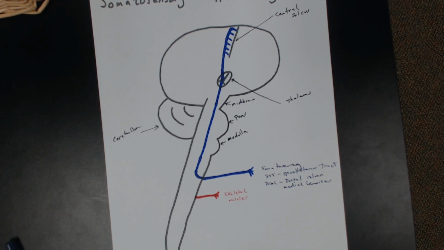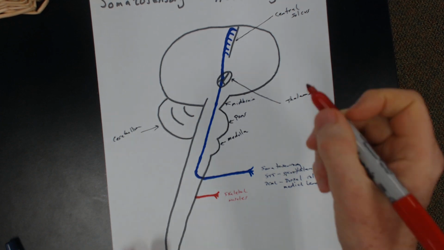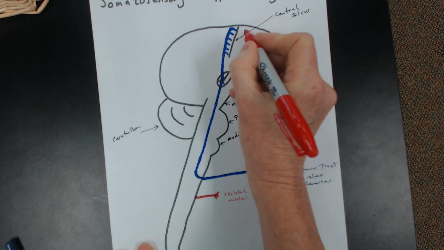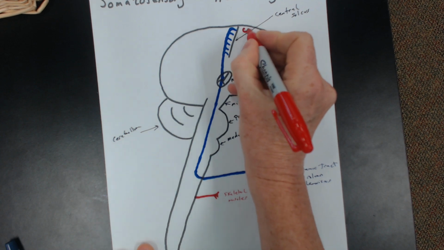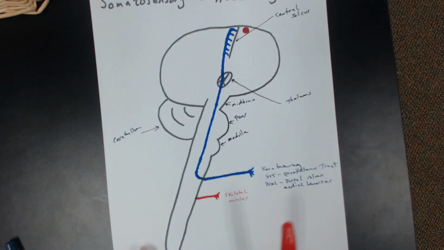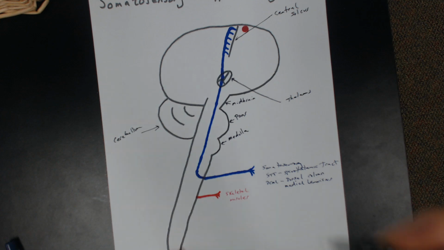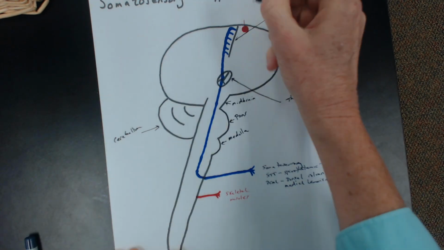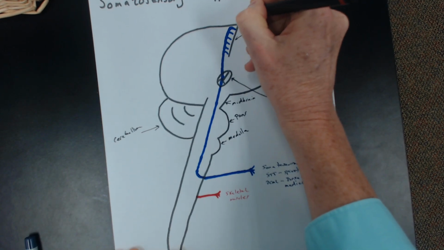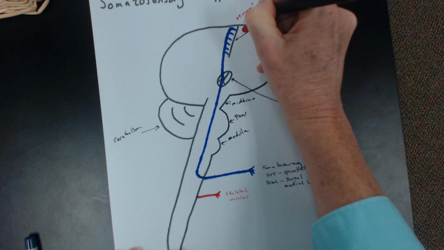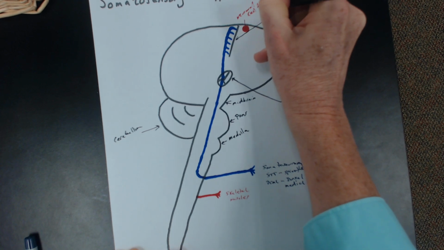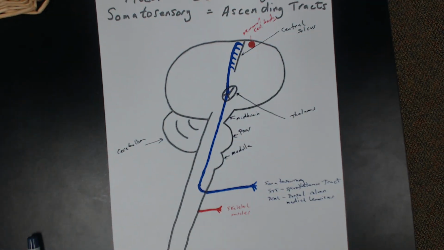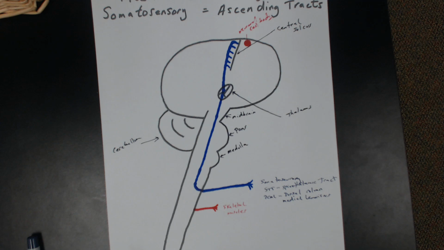Motor information in general has a couple of pathways, and we're going to start up here. There's a neuronal cell body in the precentral gyrus. This is where your gray matter is. It's going to sit right here. We'll label that as a neuronal cell body. There's your neuronal cell body sitting in the precentral gyrus.